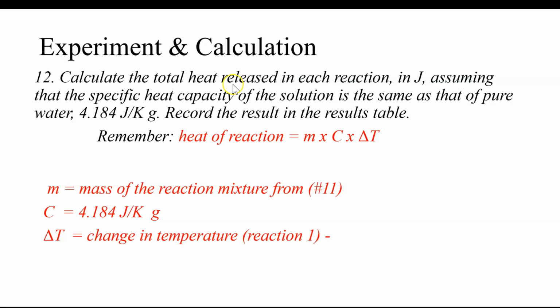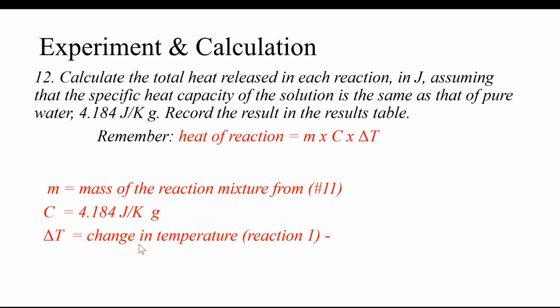Okay, for each reaction, they ask you to express that in joule. So in order to calculate the heat of reaction, you need to know the mass of the reaction mixture. You need to know the specific heat, which is 4.184 joule, and you need to know the change in temperature of the reaction.